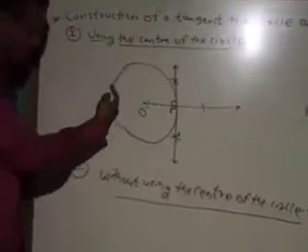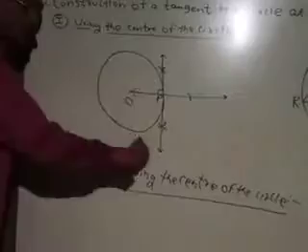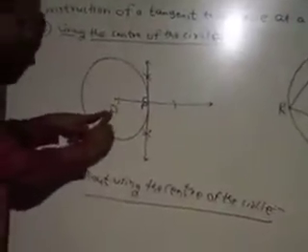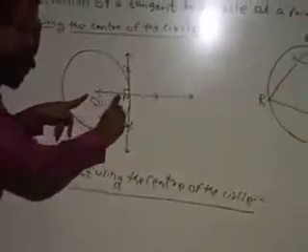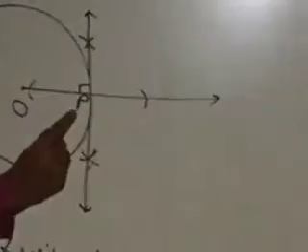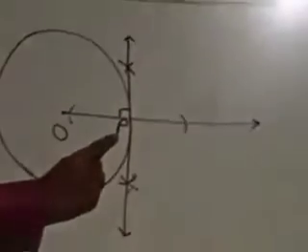So first draw a circle of any radius. Give the name center O. From this point O, draw any ray so that the ray intersects the circle at point P. We draw the tangent at the point P.